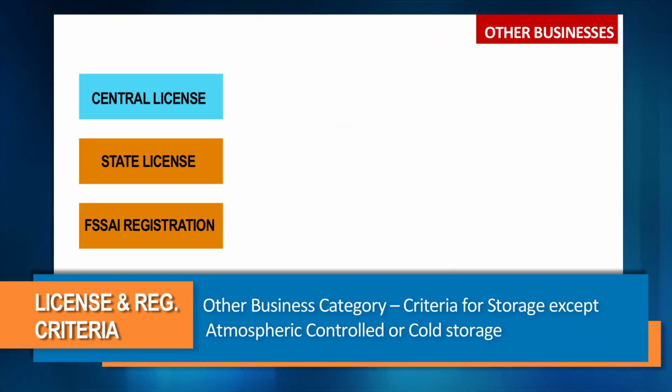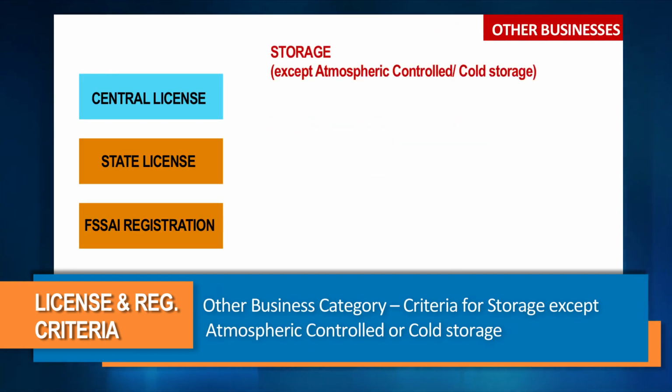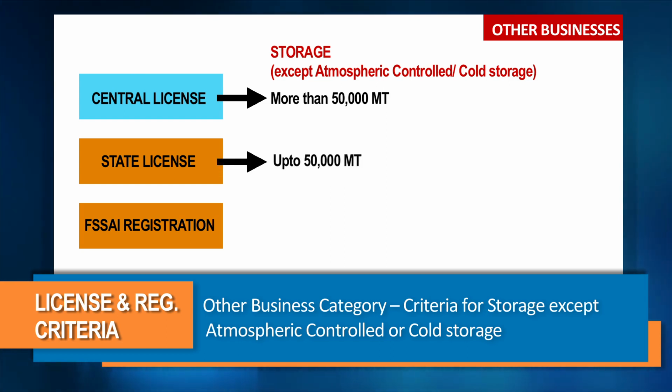In other businesses, such as storage, except atmospheric controlled or cold storage, with capacity of more than 50,000 metric tons falls under central license. With capacity up to 50,000 metric tons falls under state license, and with a turnover up to rupees 12 lakhs per annum falls under registration category.